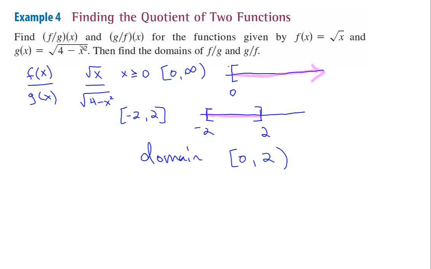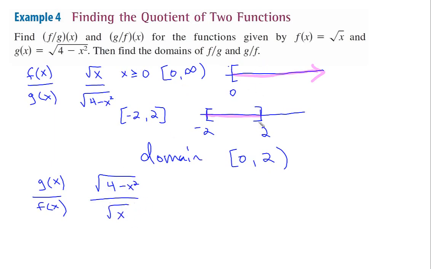Okay, so that's f divided by g. So I'm going to do the same problem now, g divided by f. G of x divided by f of x. So we have the square root of 4 minus x squared over the square root of x. And it's pretty much the same idea. You would look to simplify first if you can. We can't simplify anything. All right, so then we're going to find the domain.